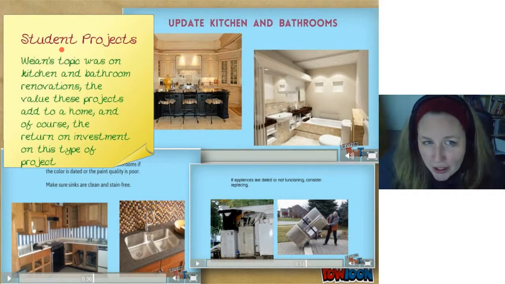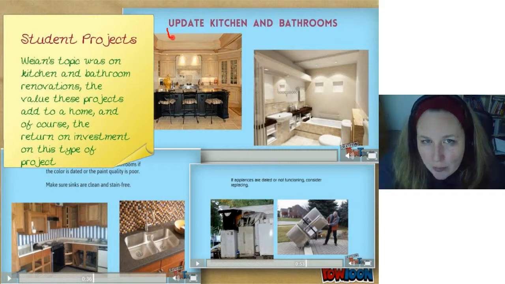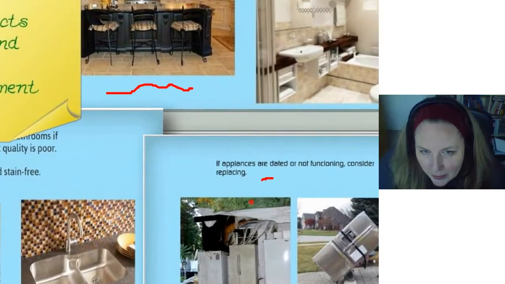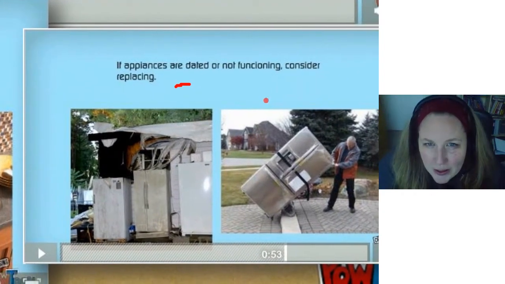Wei-Ann's topic was on the kitchen and bathroom renovations and the value that these projects can add to a home and the return on investment. So she did her research on the project and imported a number of different pictures. She wrote some text underneath it, and the text would appear, and then the pictures would appear right after the text did. So she was able to animate this presentation. I like this one. I'll see if you can look at it a little bit closer. Right, so she showed pictures of old refrigerators and a new refrigerator.